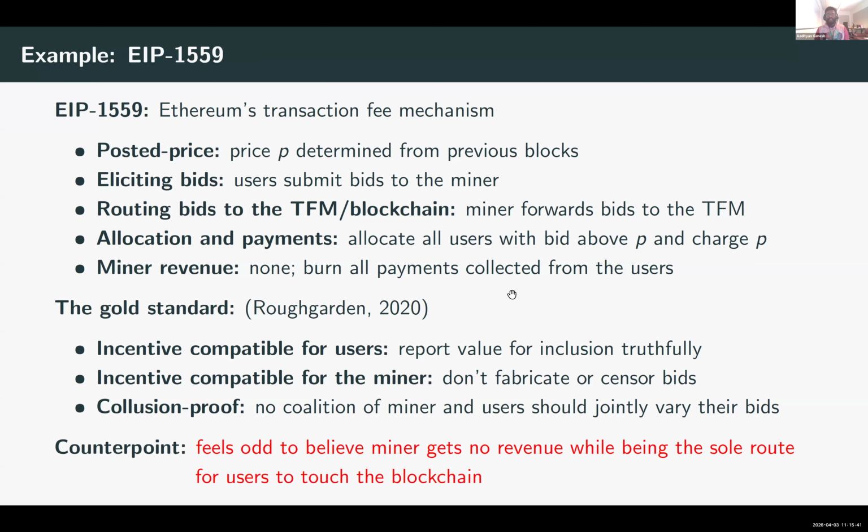Right. But our counterpoint is the following. What game theory and a long literature in economics tells us is that if the miner is basically the monopolist here, the only way through which users can touch the blockchain, it feels odd to believe that the miner ends up getting zero revenue in equilibrium and is actually content having that, right? So at least from what the literature in microeconomics teaches us, the miner will end up doing something sneaky, so that they end up generating a lot more revenue than what Tim's analysis predicts.